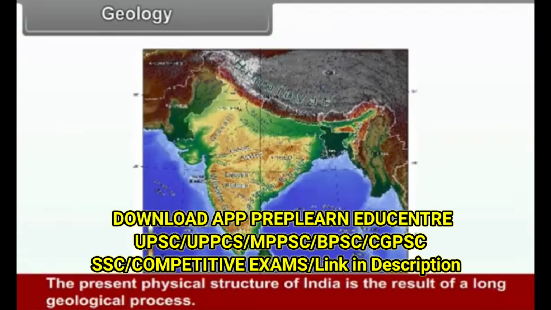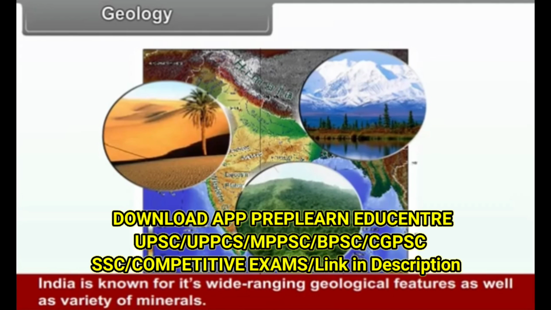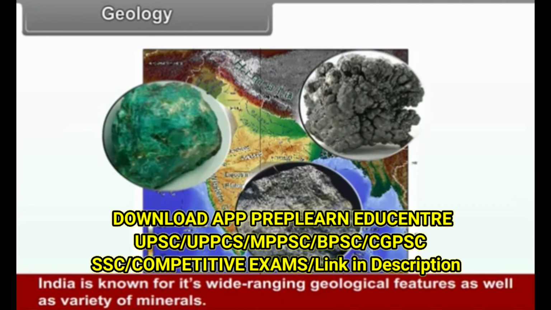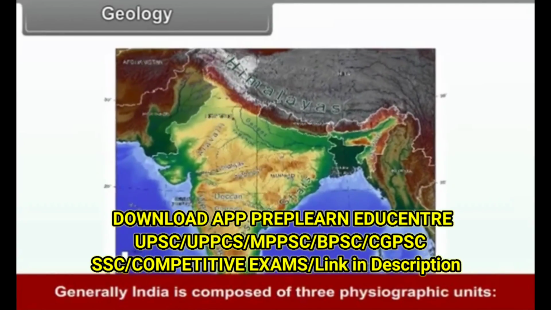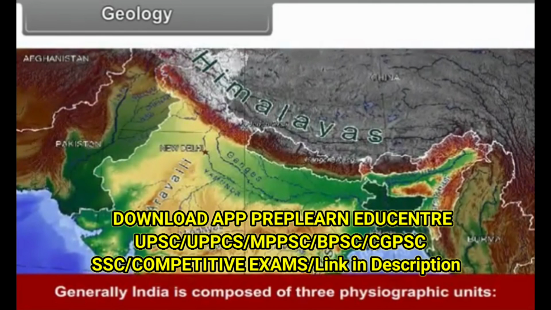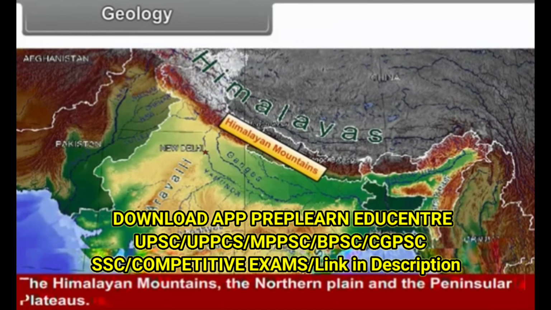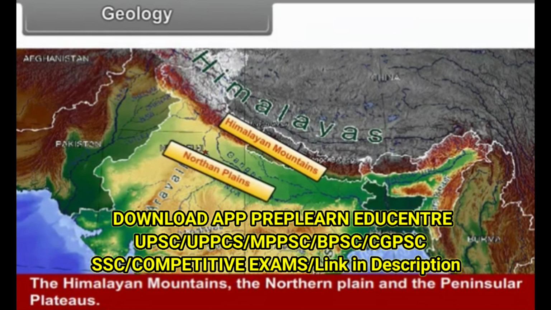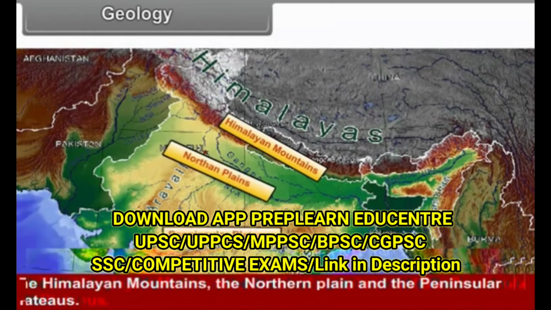Geology. The present physical structure of India is the result of long geological process. India is known for its wide-ranging geological features as well as variety of minerals. Generally, India is composed of three physiographic units: the Himalayan mountains, the northern plains, and the peninsular plateaus.